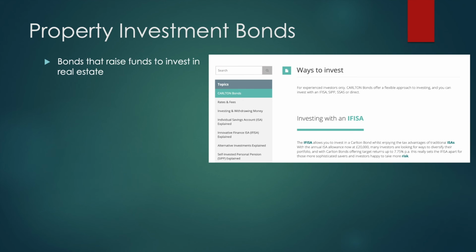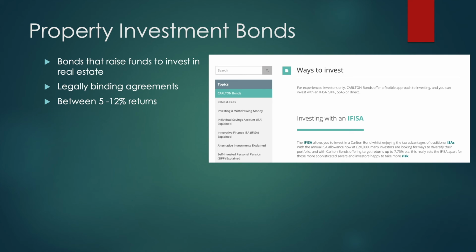And lastly, another method to invest into property is through property investment bonds. So these are bonds that are being issued for the purpose of raising funds to invest into real estate. An example of this that I found are Carlton bonds, and you can invest here as seen with the IFISA, and this is legally binding, so the company should always pay out the bond repayments.